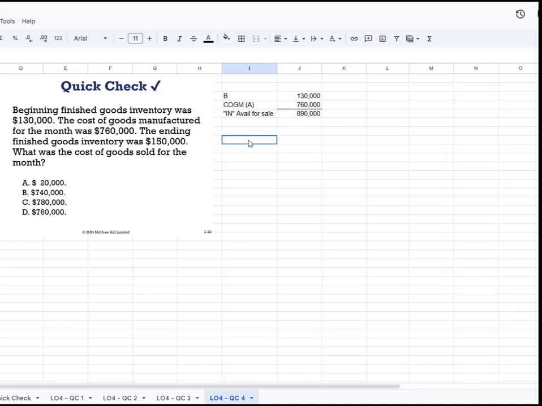And then we have total finished goods inventory of $150,000. So this is going to be an out. So that tells us that the cost of goods sold is the difference between what was available for sale and what was sold, or $740,000. So if you had B, then you would be correct.